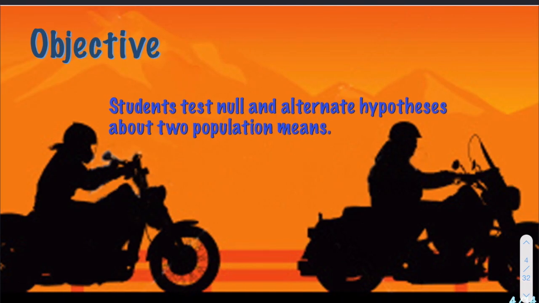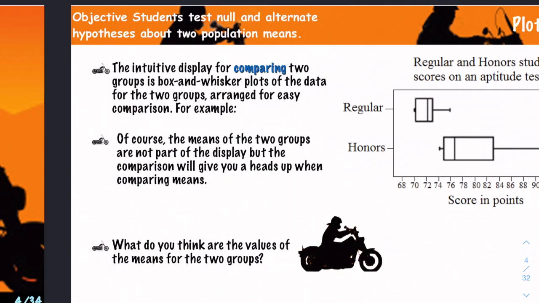Our objective is to use Student's t-test, null and alternative hypotheses about 2 population means. And when it comes to testing, we use confidence intervals and tests. So we'll get used to that.